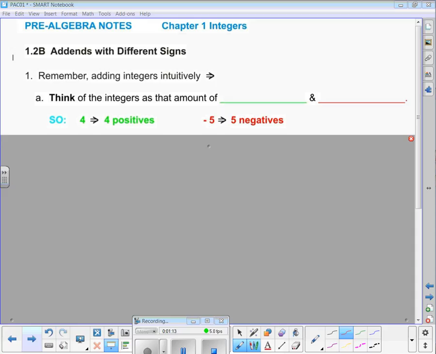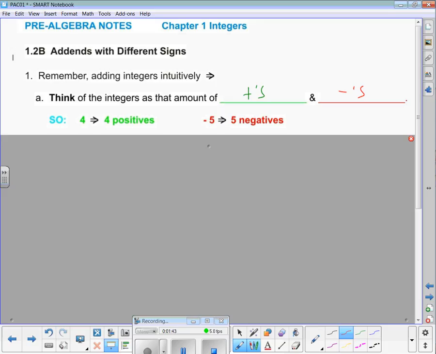So again, what is the key? Think of the numbers as that amount of positives. I'm doing that in green. You could write the word positive, I did a plus sign apostrophe s, or you can write the word positives. And that amount, I'm going to take my red, and I'm doing a minus sign apostrophe s for negatives. You can write the word negatives if you want. That's the key. All the way through your math career, if you think of them as positives and negatives, you're going to be in good shape.